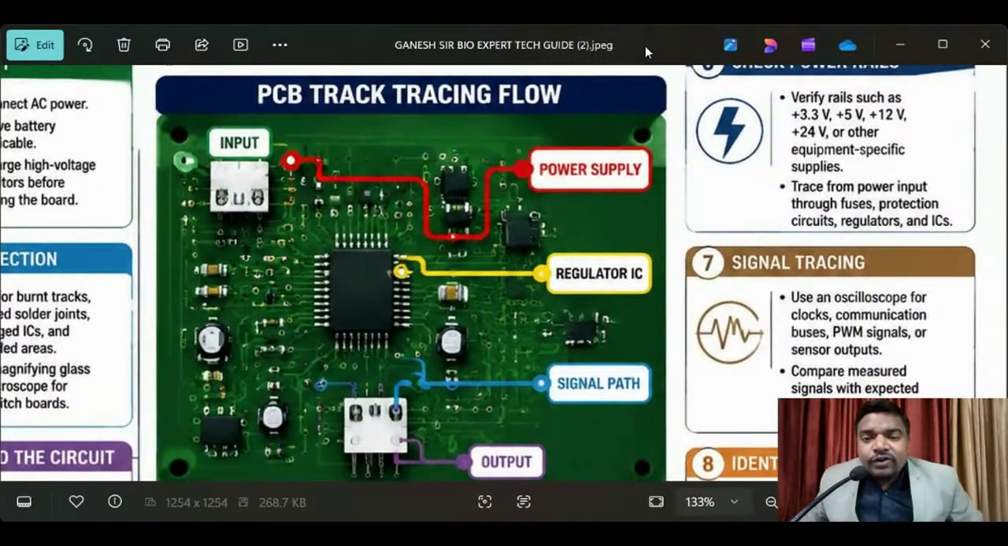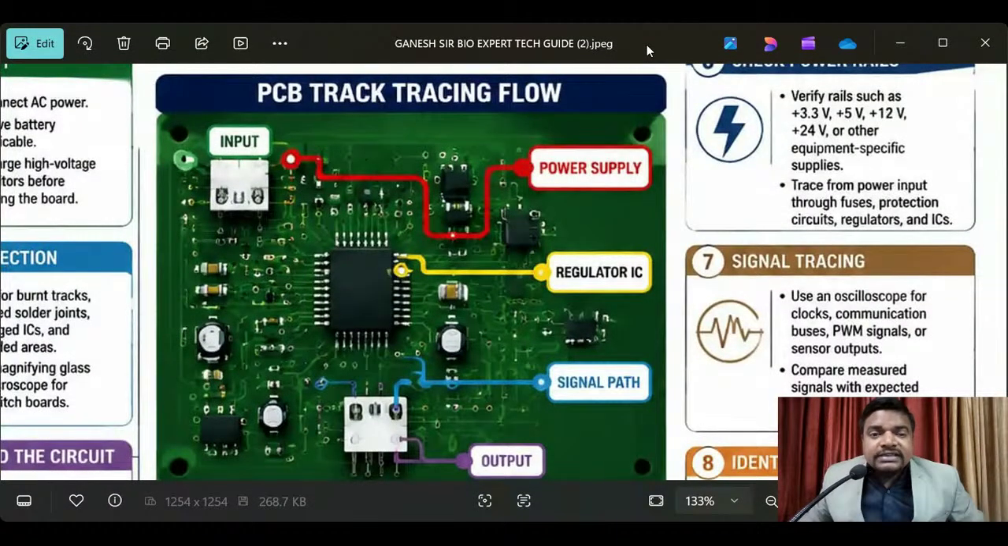Technically, if you want to know, these are the things. Basic information is very, very important for every biomedical engineer. Now see here, I'm showing the presentation.